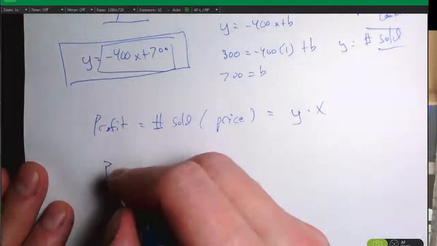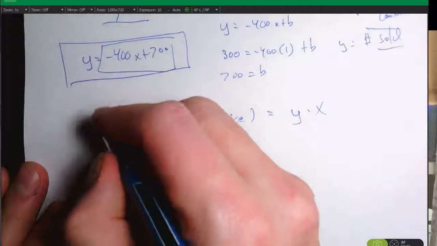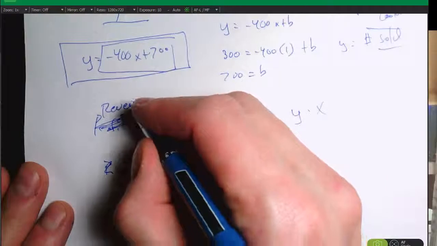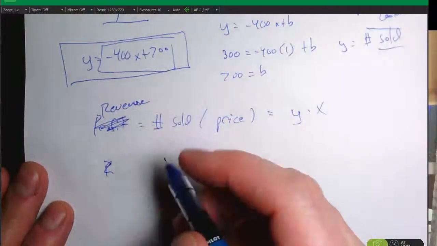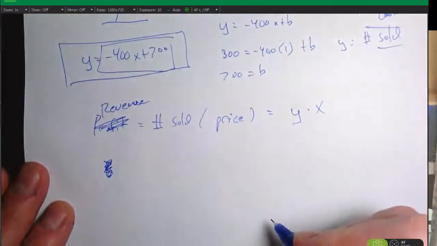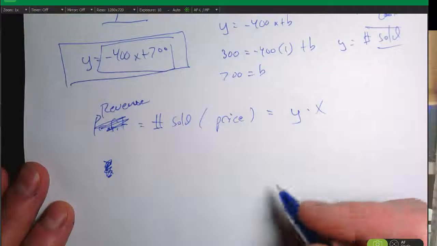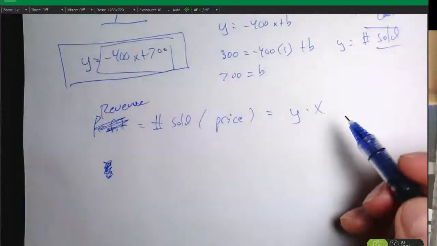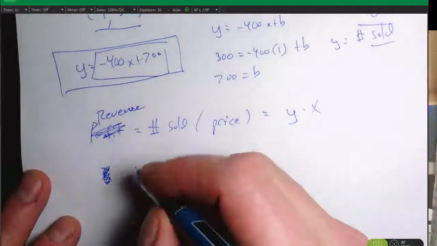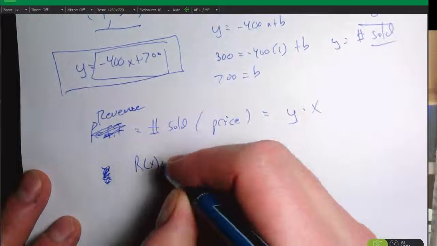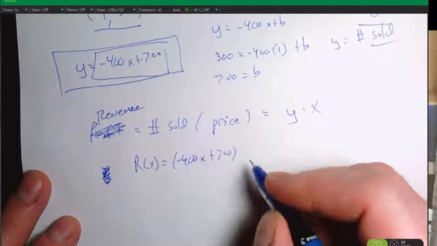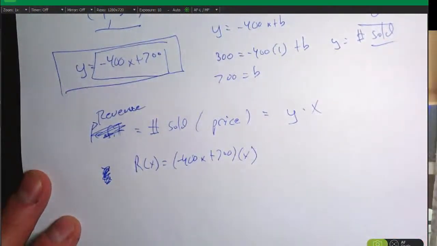So, sorry, not profit, this is revenue. Profit's what you make after you've done revenue and cost. Sorry, we'll talk about that on Friday. So revenue is number sold times the price. What we're looking for is the best price to sell the most. So we'll call it R of X equals number sold, which is negative 400X plus 700, times X.